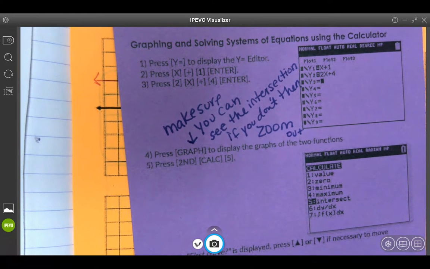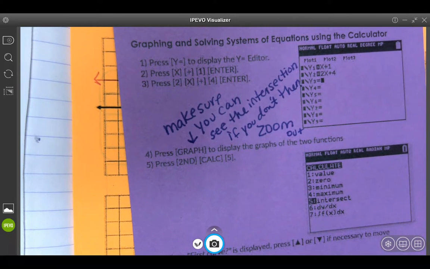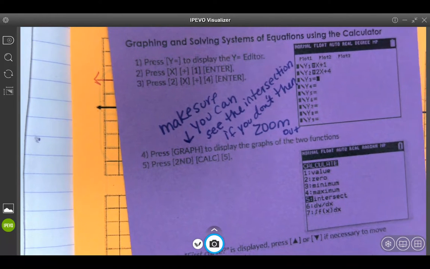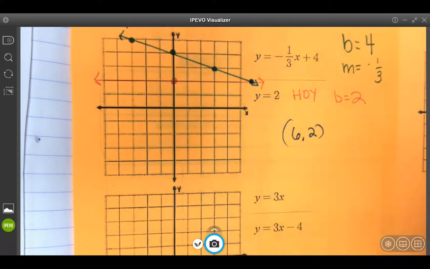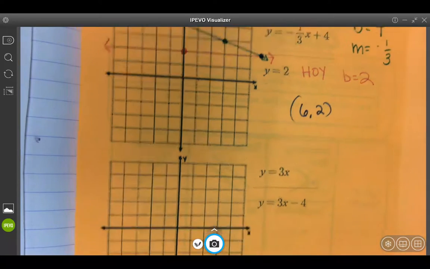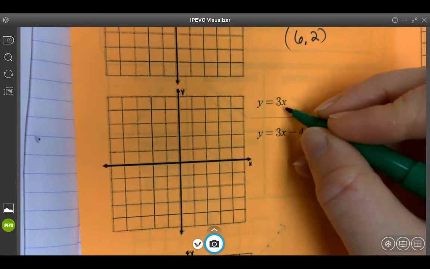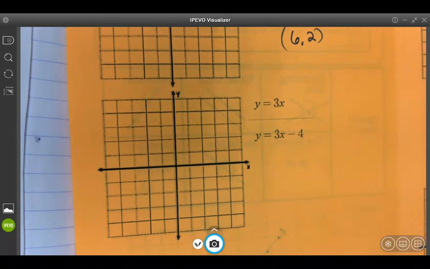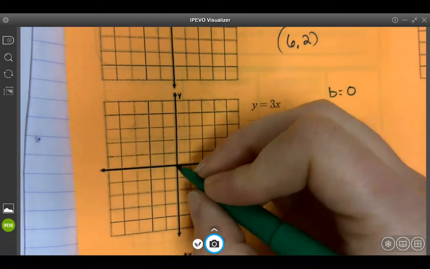All right, let's go to the next one. Okay. The next one, y equals 3x. So let's graph it. This is just an mx. There's no plus b, so b is 0. We're going to start out at 0.